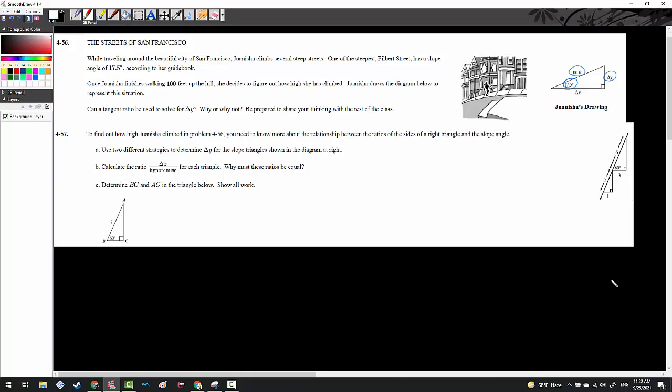In 4-57, we're going to find out how high Juanisha climbed in 4-56. But in order to do this, we're going to need to determine the relationship of the triangles at the right side. What it's asking us to do is to use two different strategies to determine delta y of the slope triangles in the diagram at the right. So in this diagram at the right, I'll go and redraw the triangles twice. And so from here, not exactly 90 degrees, but I think we get the idea.